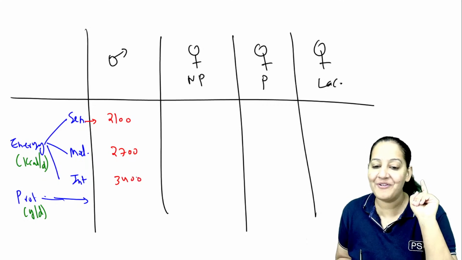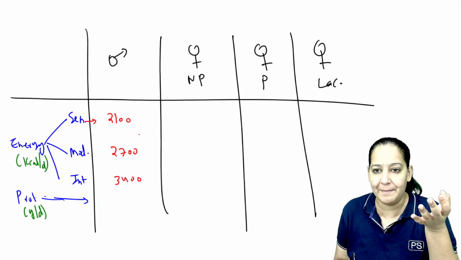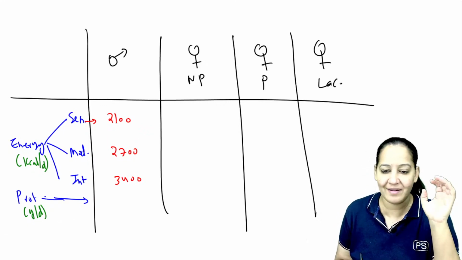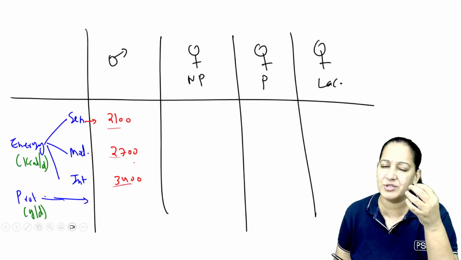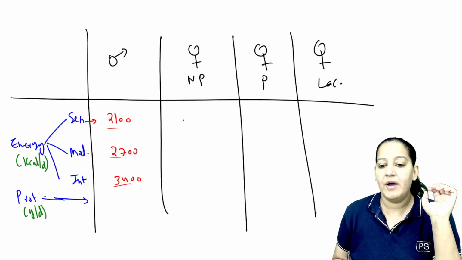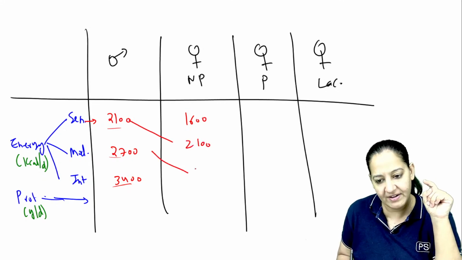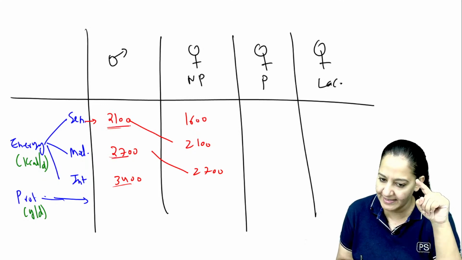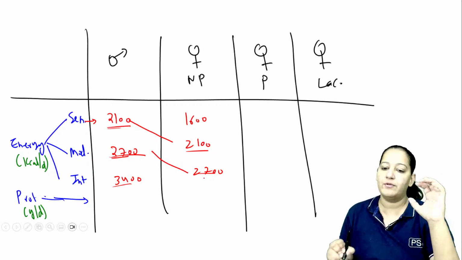Sedentary male, 2100; moderate, 2700; intense, 3400. Learn the first 2 digits. I don't learn the other 2 digits, it's beyond my limits. You can learn them if you can. But if you can't, it's okay to learn 21, 27, 34, followed by 100, because in your options they will not confuse you much. In the female, you have to learn 1600 here, 2100 will come here and 2700 will come here. I mean to say sedentary male is like moderate female, and moderate male is like intense female. So you have to learn like that.